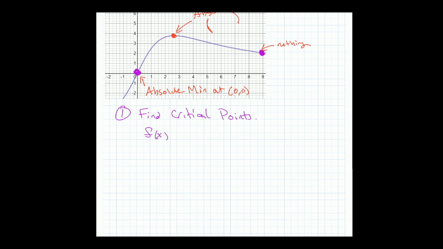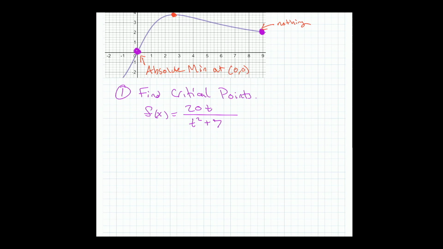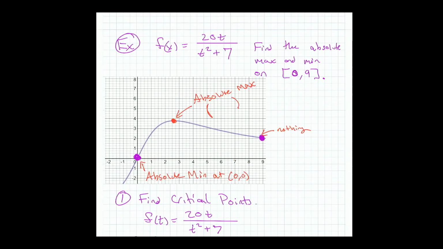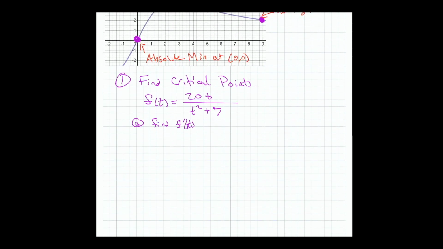So f of t is 20t over t squared plus 7. So we need the derivative. Part A, find f prime of t. Now, I put t's here instead of x's, actually. I messed that up, right? T's instead of x's, that's fine. You're just doing everything with respect to t then. All your derivatives are with respect to t. Everything's a t, no x's. All right, so find f prime of t.